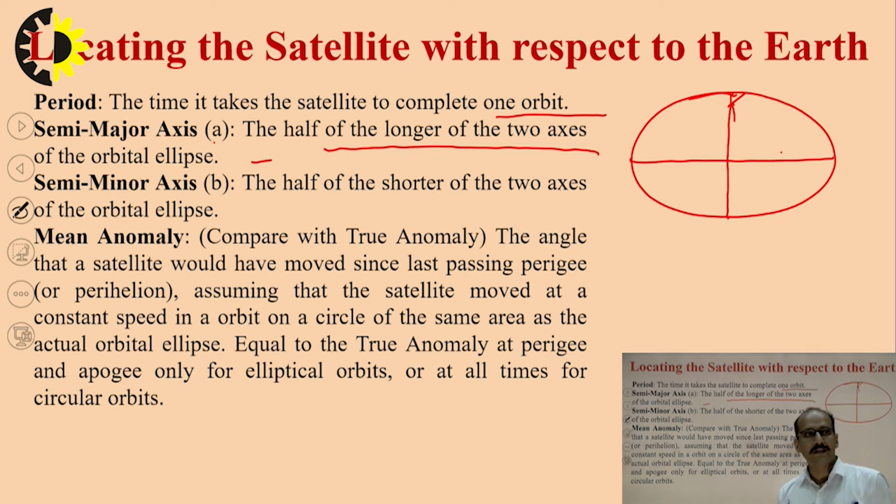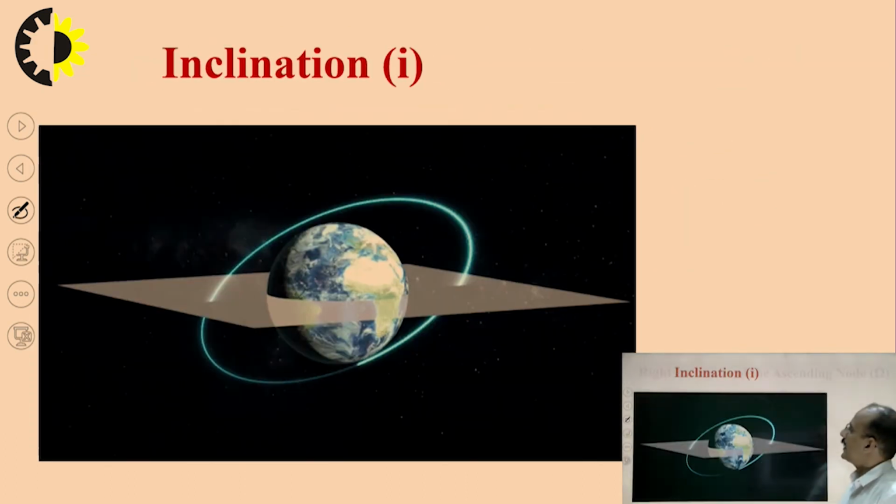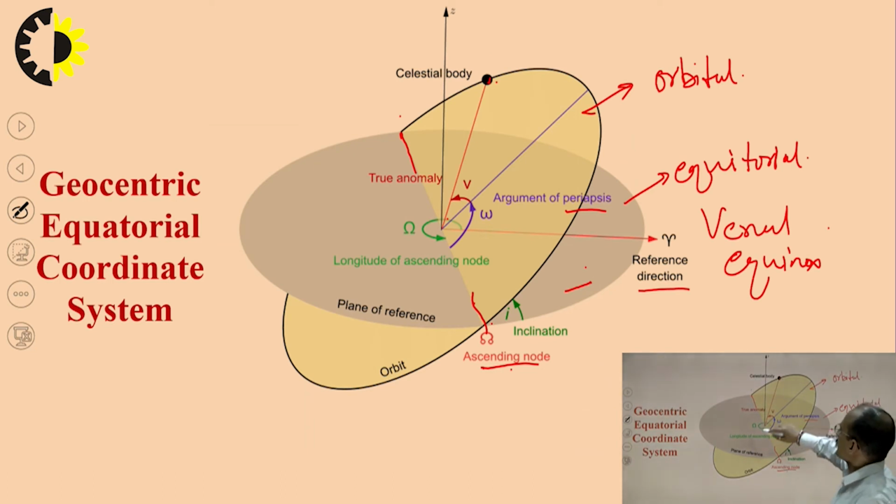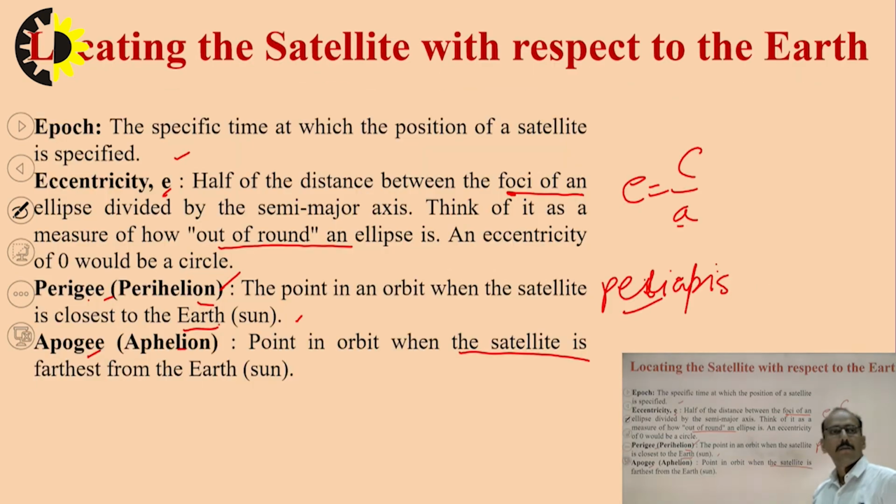After both of these, we are going to describe the mean anomaly. Mean anomaly, compared to the true anomaly, is the angle that a satellite would have moved since last passing perigee or perihelion, assuming that the satellite moved at a constant speed in an orbit on a circle of the same area as the actual orbit ellipse. It is equal to the true anomaly at perigee and apogee only for an elliptical orbit, or at all times for a circular orbit. If you look at this diagram, this is the true anomaly, and at the other points it is making the mean anomaly.